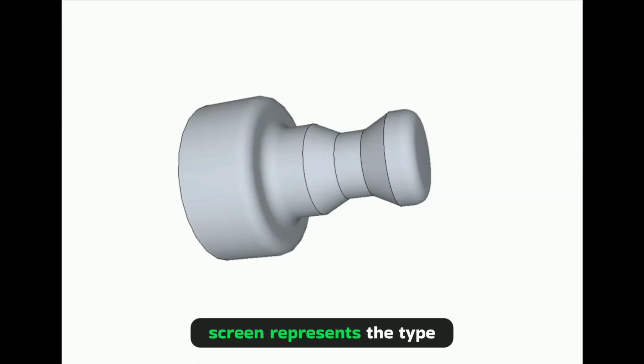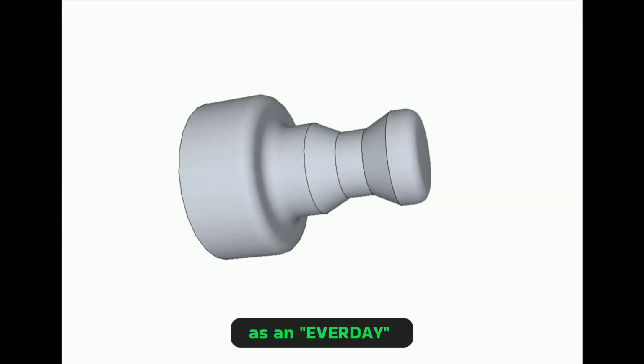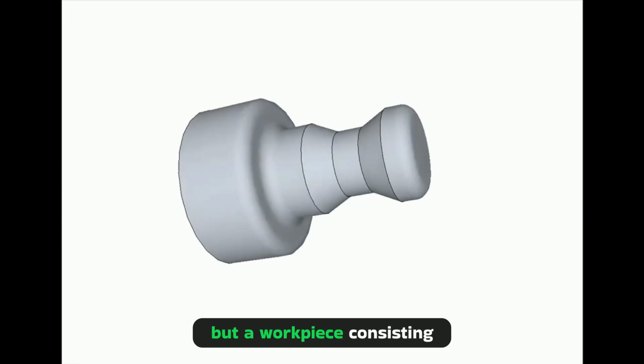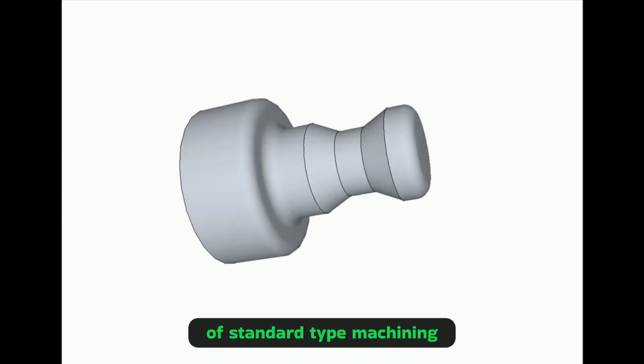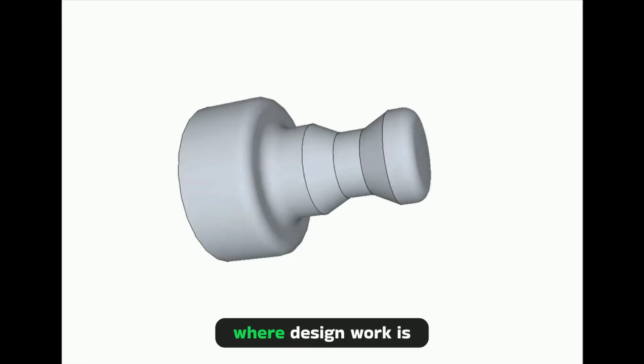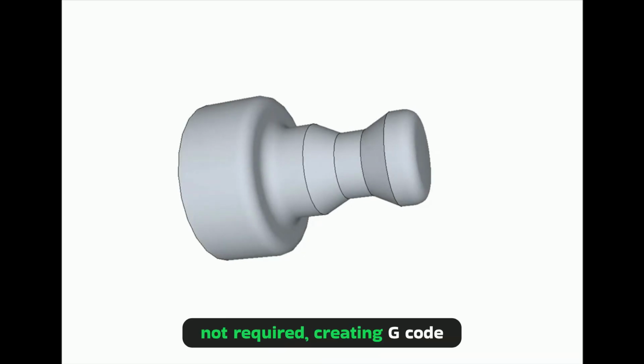The workpiece on the screen represents the type of workpiece programmed and machined in shops around the world every day. What we refer to as an everyday workpiece. Not an airfoil or 5-axis workpiece, but a workpiece consisting of standard type machining operations that certainly does not require a CAD model or CAD/CAM software to create the G-code required. For workpieces like this, where design work is not required, creating G-code with Kipware Conversational CAM is the smarter choice.